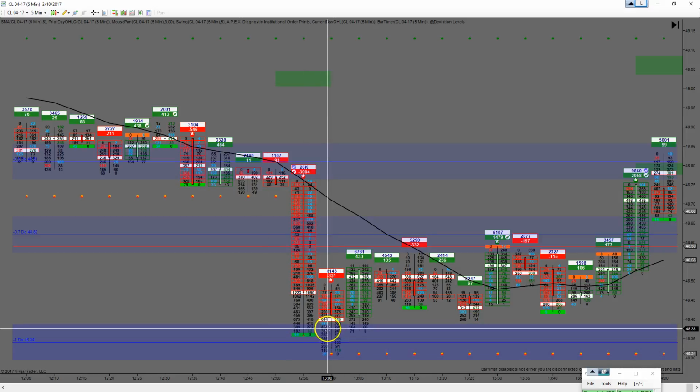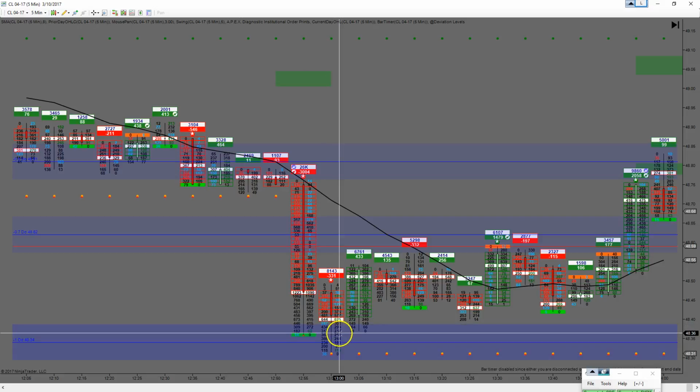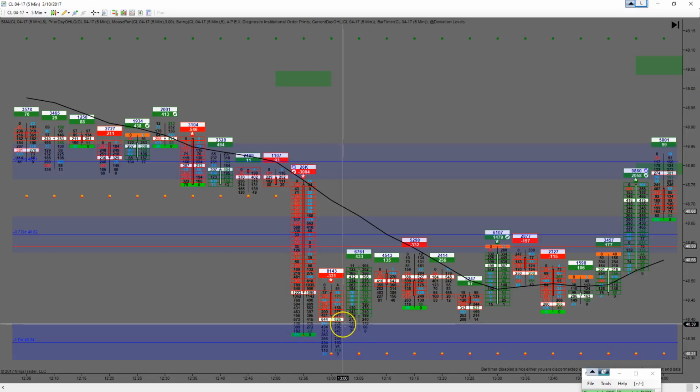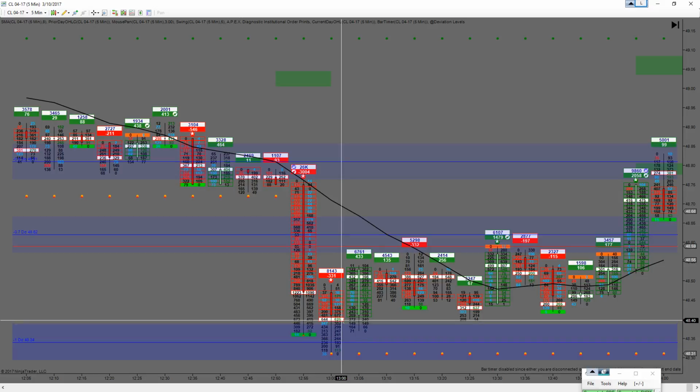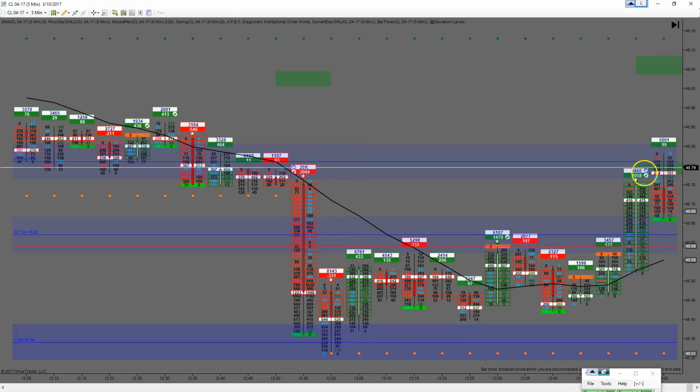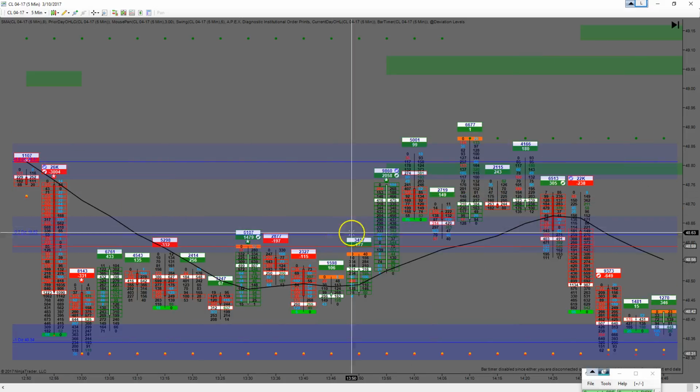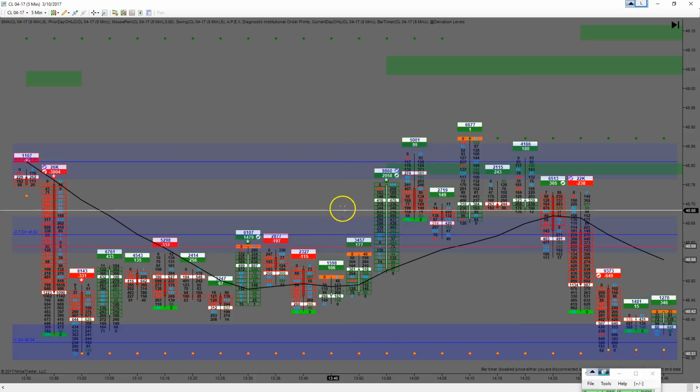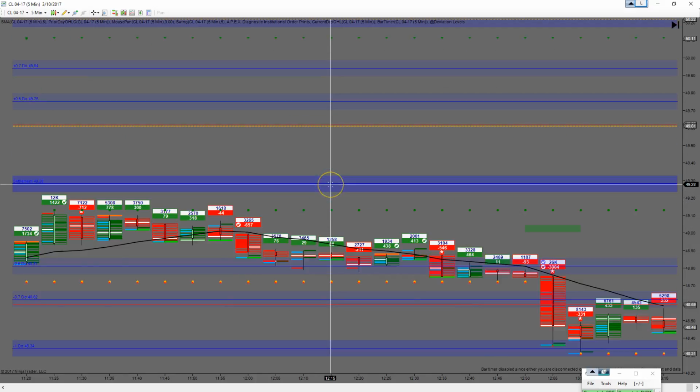Entry probably would have been, just looking at these prints, I kind of can tell where absorption is, and this one was most likely at 48.39 to 48.40, somewhere in that area. So we'll just say entry is 39. Caught no heat other than a couple ticks on this next bar, and off to the races. So scale out half to break even there.